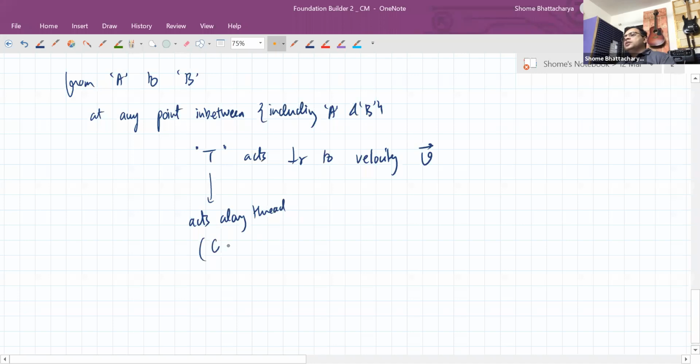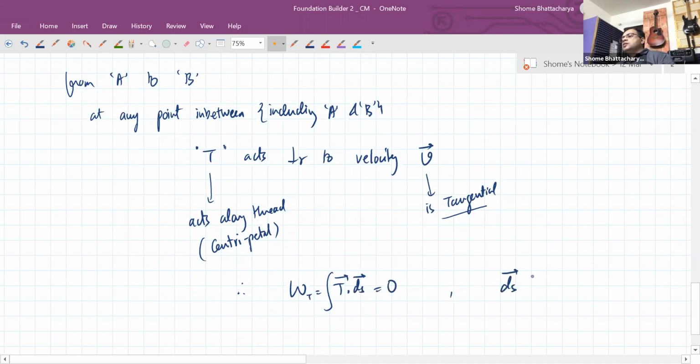So it is centripetal, it's pointing towards the center. And the velocity is tangential. So therefore, work done by tension, which should be integration T dot ds, will become 0, because displacement at any instant is velocity into time, and tension is perpendicular to velocity, so their dot product is 0.